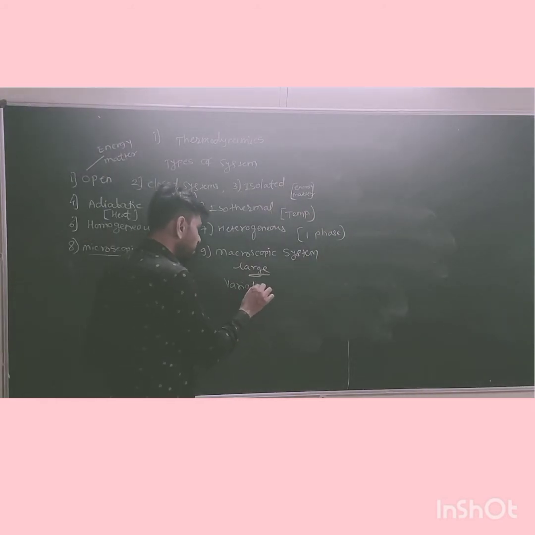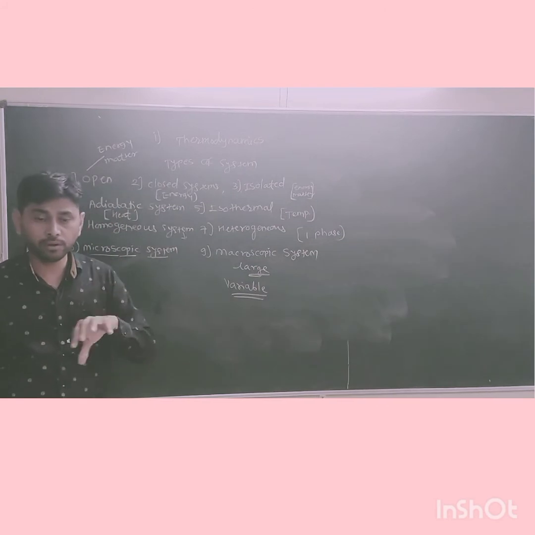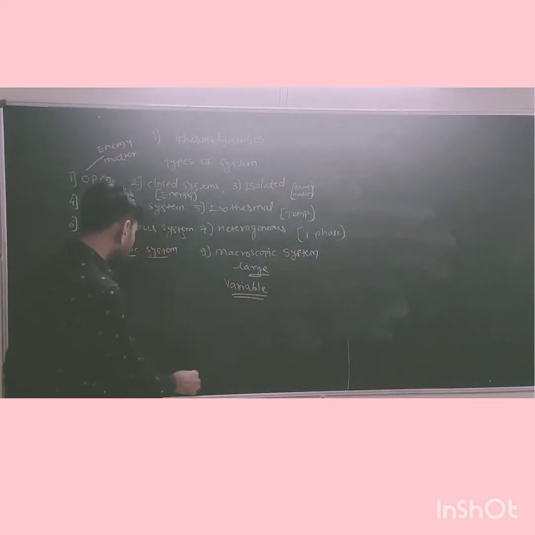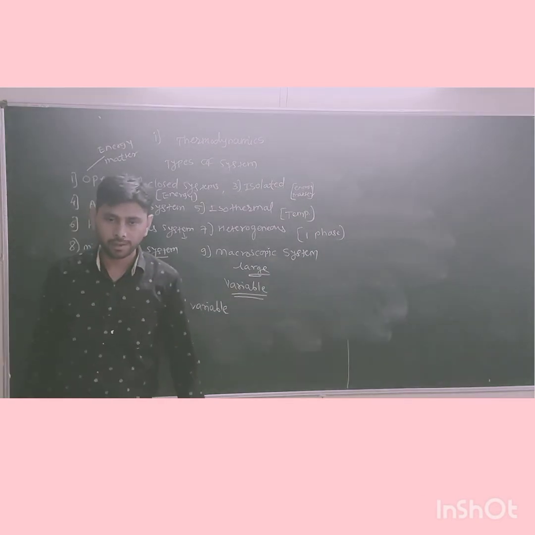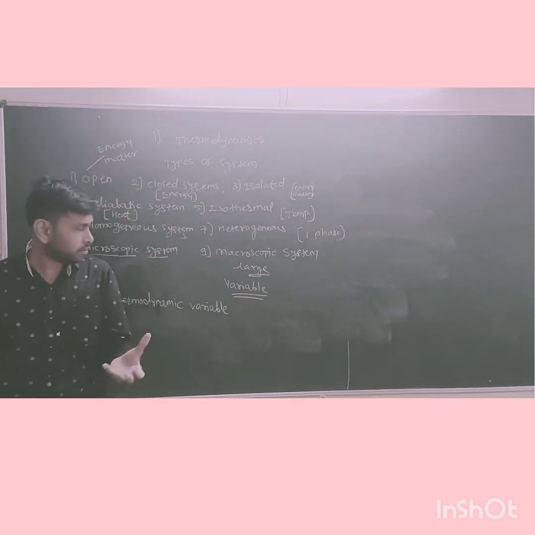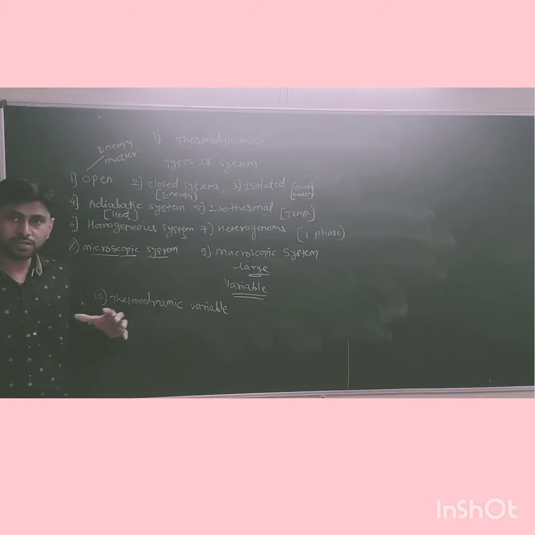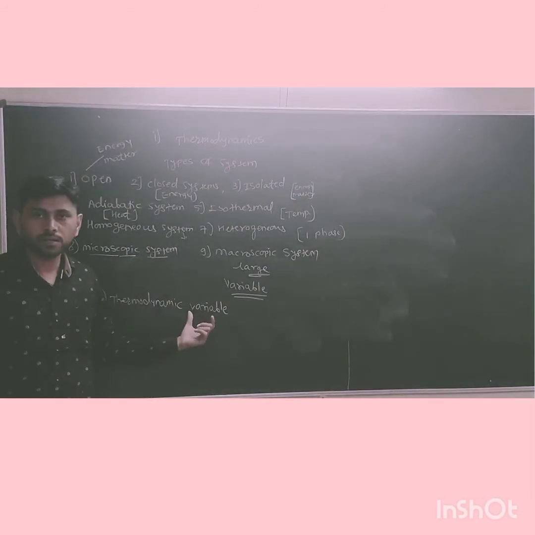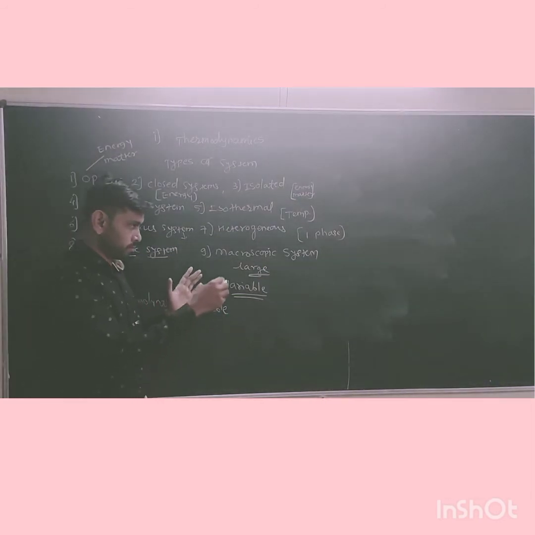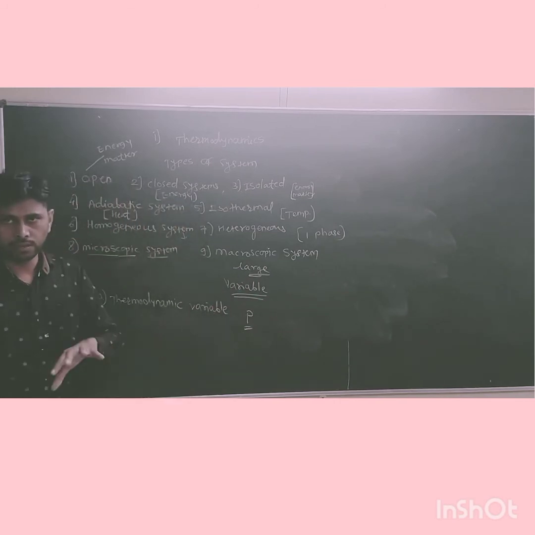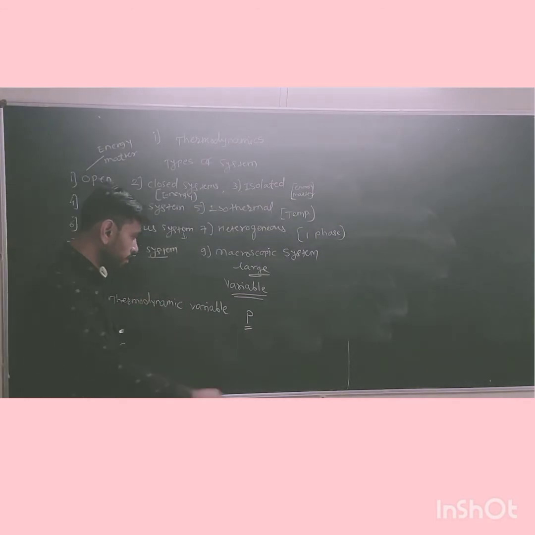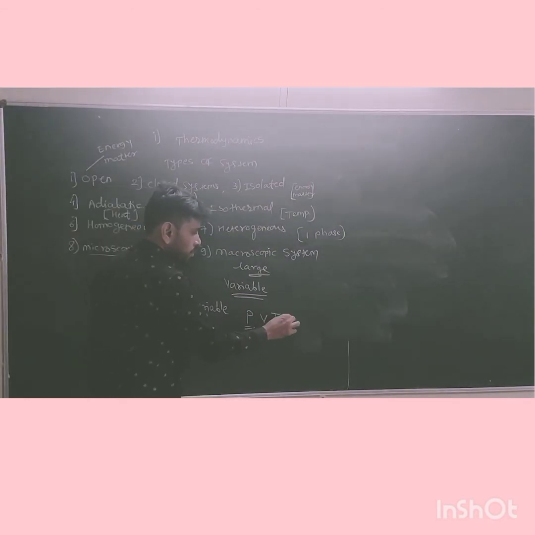If any system is there, that system has some particular variables, and these variables are called thermodynamic variables. Means if we want to understand or measure any system, we have to consider some parameters, and these parameters are nothing but thermodynamic variables. Which are these parameters? We have to observe pressure, which is one of the thermodynamic variables. Pressure, volume, temperature, amount of substance.